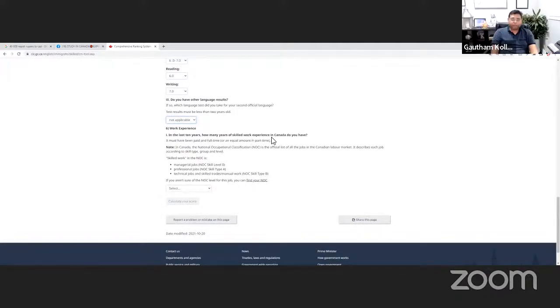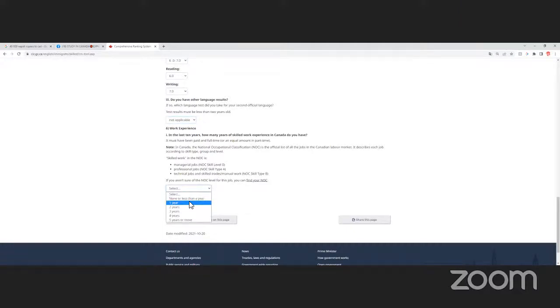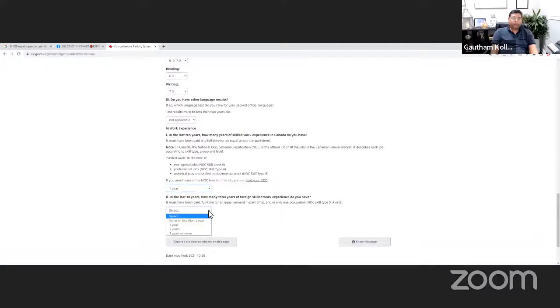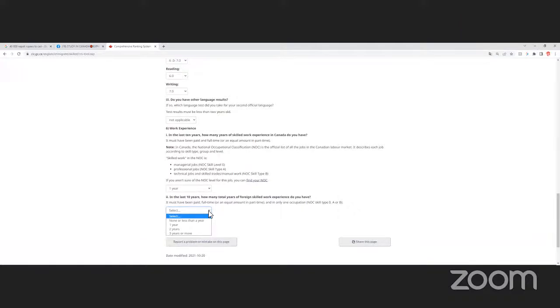How many years of skilled work experience in Canada do you have? 1 year. In Canada, less than 1 year. By January. Yeah, let's make it 1 year. How many years of foreign work experience do you have? Overseas work experience? In India? Yes. 3 years or more. Okay.